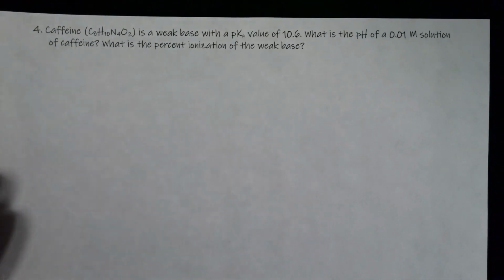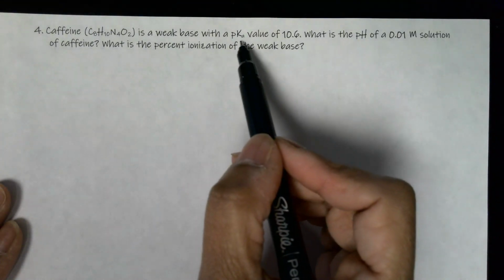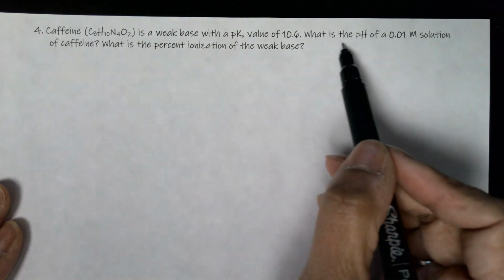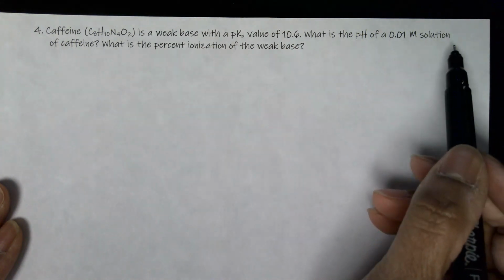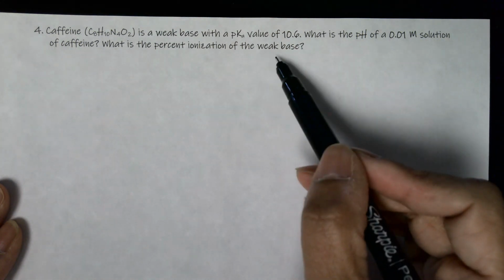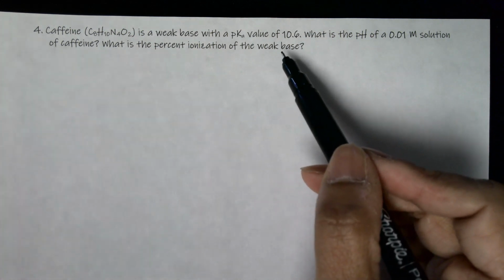So let's go to some questions on this. Caffeine is a weak base with a pKa value of 10.6. What is the pH of a 0.01 molar solution of caffeine? What is the percent ionization of the weak base?